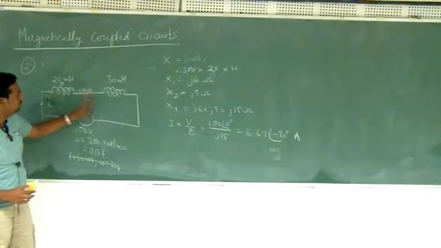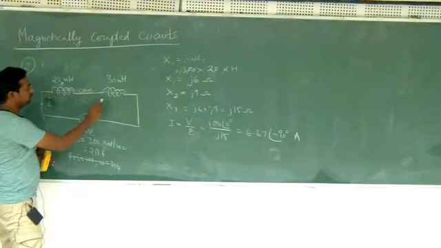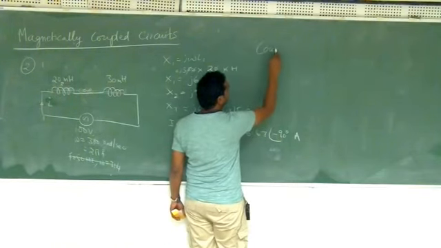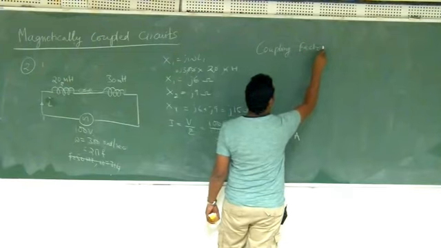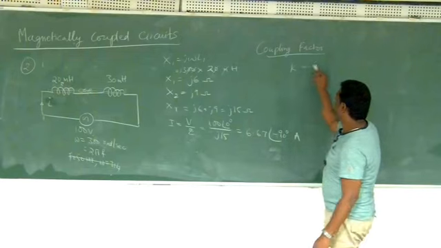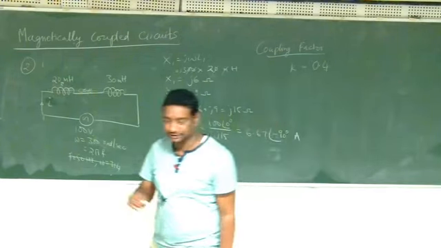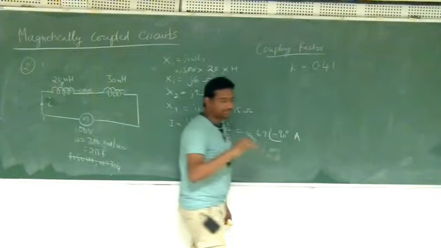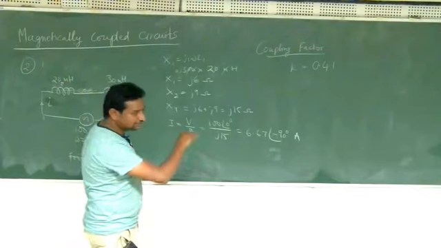Introducing this core is introducing some kind of coupling between these two, and last time we have seen the coupling factor. So coupling factor K, let's say it is 0.4. I am just approximately assuming. Actually it should be 0.41, for example. Why I chose 0.41 you will immediately know once we go forward.